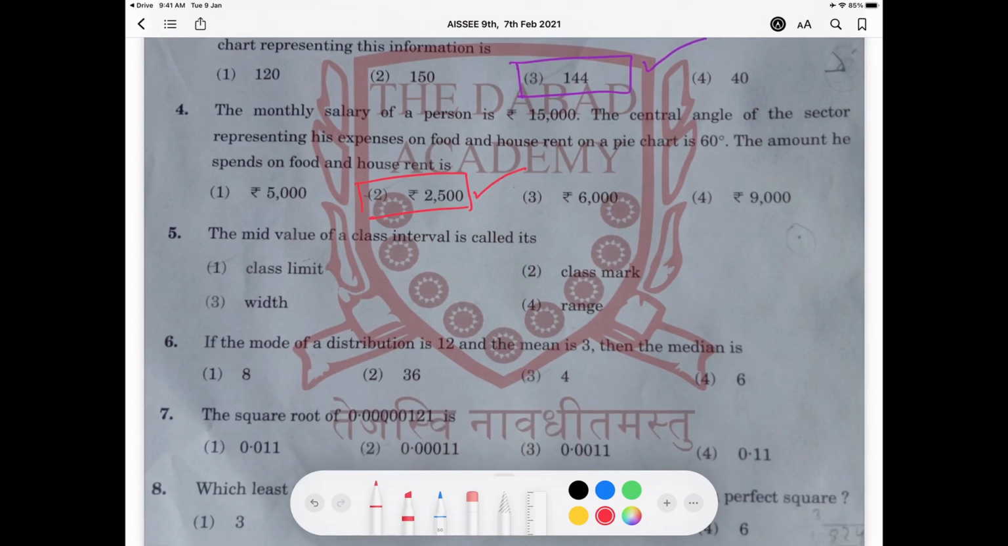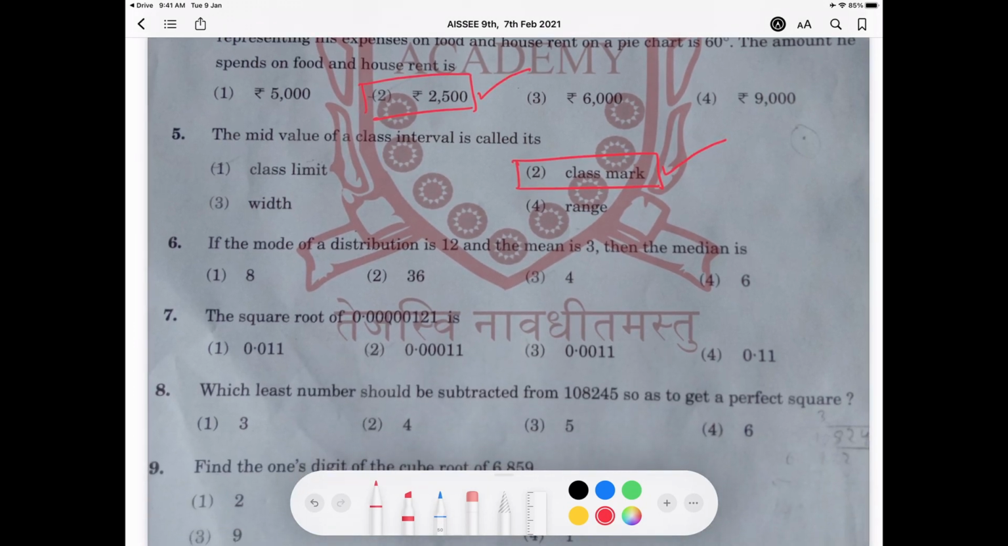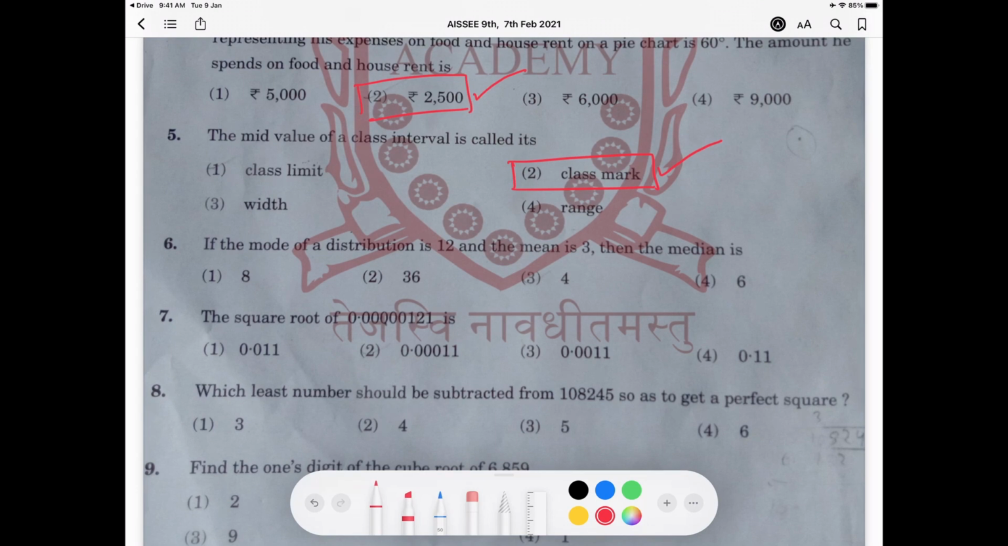For question number 5, basically this represents class mark. The mid values of a class interval are called its class mark. So option number 2nd is correct. In question number 6, the correct answer is x is equal to 6, which is option number 4. The median value is 6.